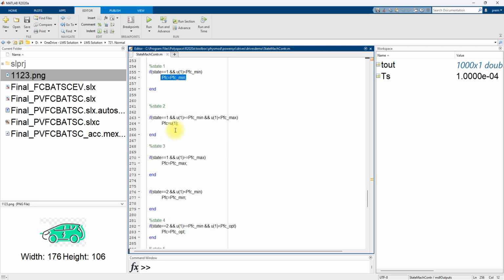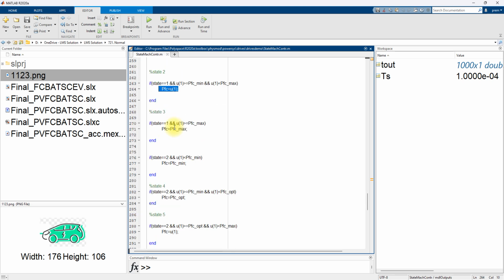In state 2, if state equals 1 and U of 1 is greater than or equal to the fuel cell power minimum and U of 1 is less than the fuel cell power maximum, then you have to consider the fuel cell power equal to U of 1. That means we take the load power requirement, so the fuel cell power equals the load power. That means the fuel cell will fully supply that EV load power.